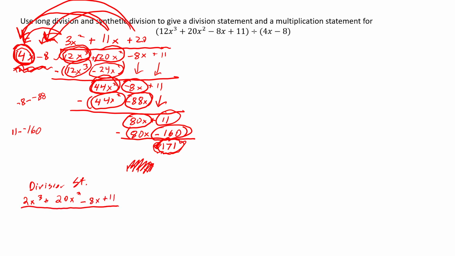The division statement says 12x cubed plus 20x squared minus 8x plus 11 over 4x minus 8. I'm just repeating the question up here. That is equal to my quotient sitting up top, which is 3x squared plus 11x plus 20. Then I'm going to add my remainder, which is 171, over my divisor, which is 4x minus 8.